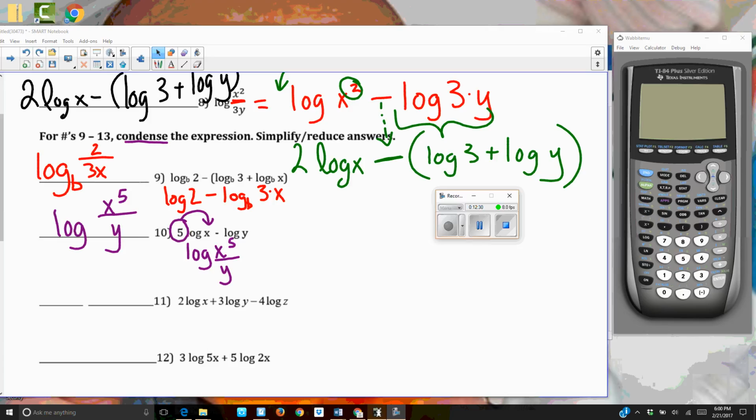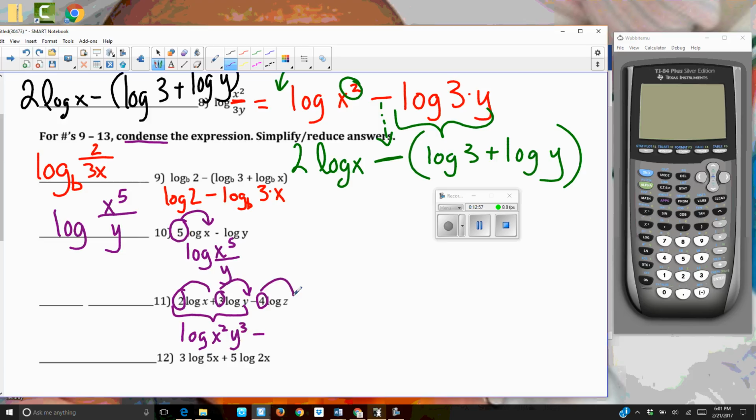11, we're doing a couple of things. So first, let's go left to right. There's no parentheses, it doesn't matter. So we want to combine those two. Addition converts to multiplication. And then we're also going to move the 2 to the exponent slot of x and the 3 to the exponent slot of y. And while we're at it, let's move the 4 to the exponent slot of z. And then subtraction just converts to division.